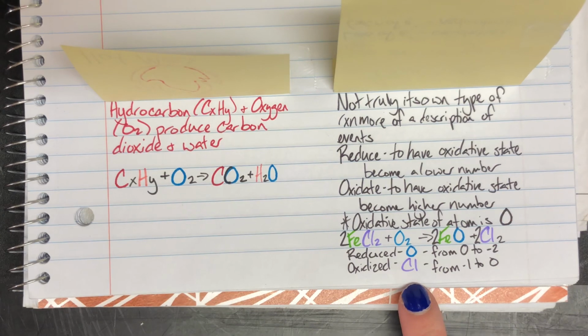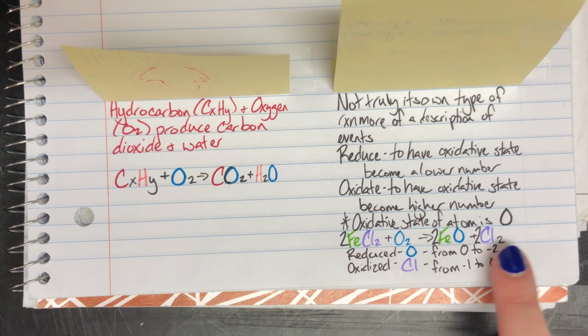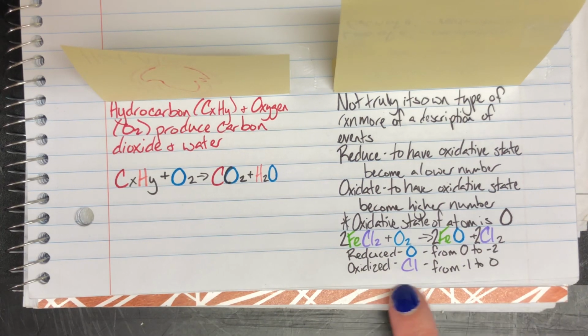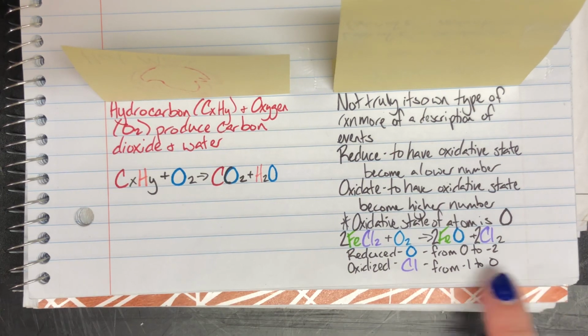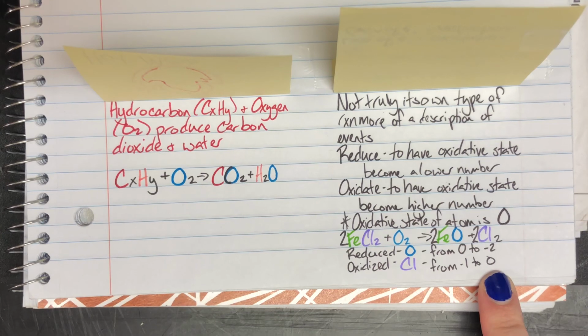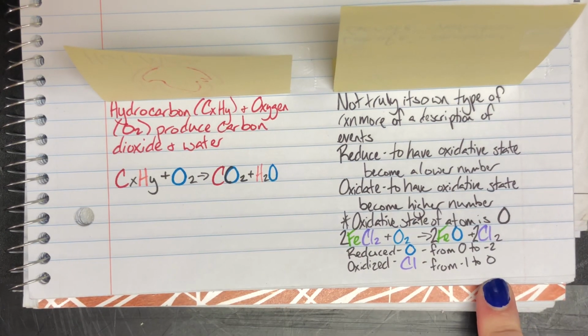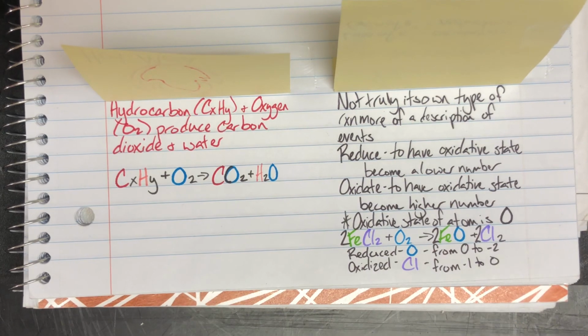Where my chlorine, on the other hand, went from being inside of a compound to being by itself. So it went from having its normal compound charge of -1 to suddenly having a charge of 0, since it was by itself as a diatomic molecule. And so my chlorine was oxidized and my oxygen was reduced.